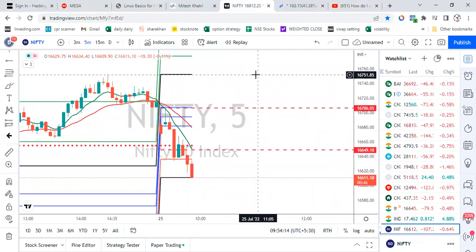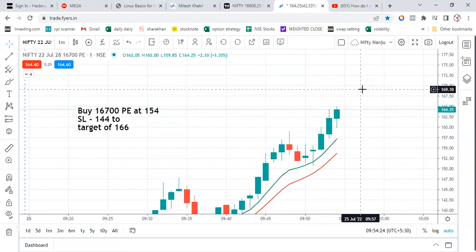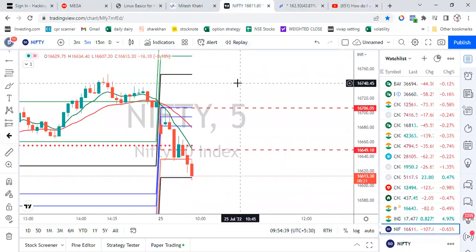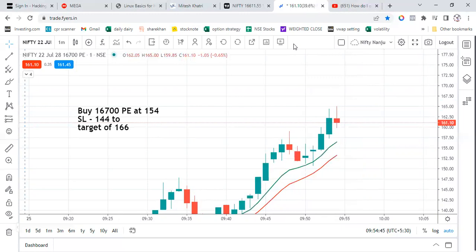Yesterday's low, it will break yesterday's low. Yes, 609, it came. I think my target is achieved. No, not yet. 164.70, 164.90. Yes, 165. It touched 165, but 166 is my target.